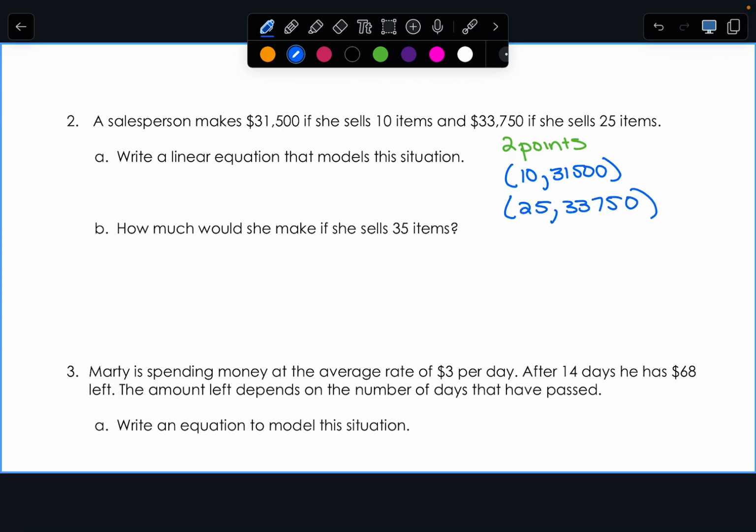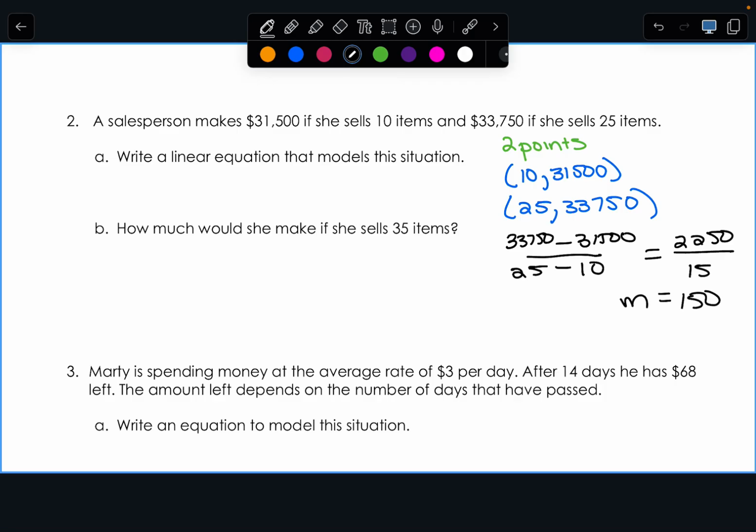So now this looks like the first page we did, where I need to set it up and find the slope. So 33750 minus 31500, over 25 minus 10. When you do the math, you get 2,250 all over 15, which ends up equaling 150. So our slope is 150. We do not care which point you use or which information you use. I'm going to use the first one. This is our y. That's our x, just like we had over here.